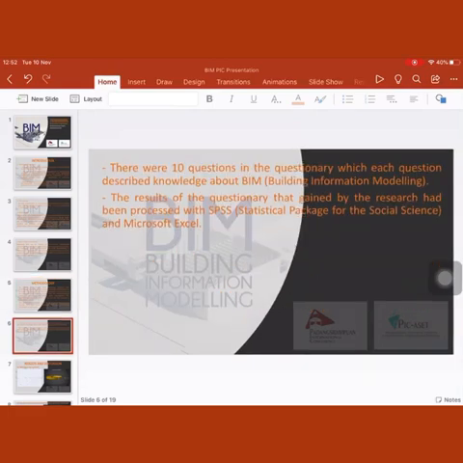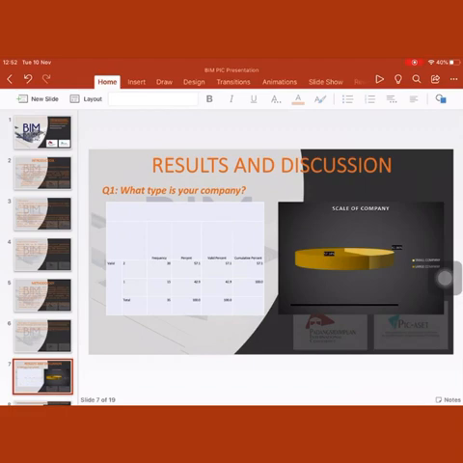There were 10 questions in the questionnaire, each of which described knowledge about BIM. The results of the questionnaire gained by the research were processed with SPSS, or Statistical Package for the Social Science, and Microsoft Excel. Hereby, we elaborate the answers from the 10 questions that we gave to 35 respondents. The first question, what type is your company?